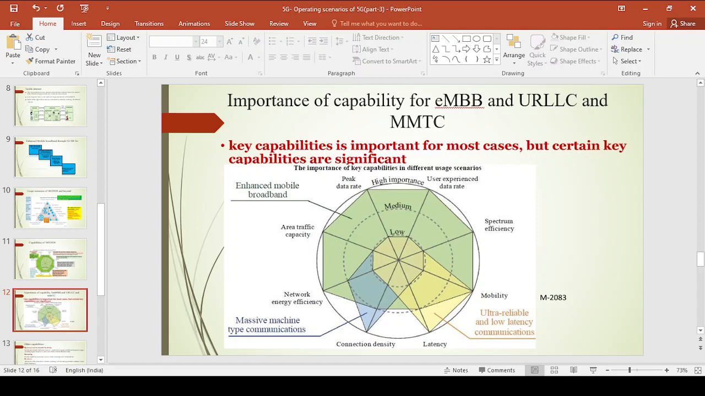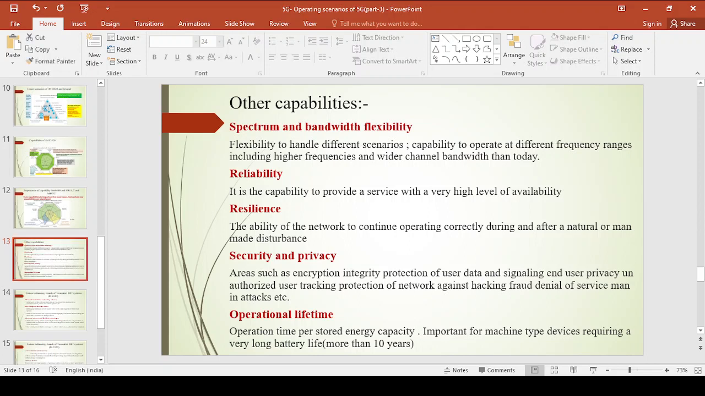Now coming to the next slide, we have other capabilities behind this user experience data rate. We have seen capabilities like user experience data rate, peak data rate, spectrum efficiency, network efficiency, mobility, latency, area traffic. All these capabilities we have seen in the previous slide. Behind these we have a few more capabilities. That includes spectrum and bandwidth flexibility, reliability, resilience, security and privacy, operational lifetime, right?